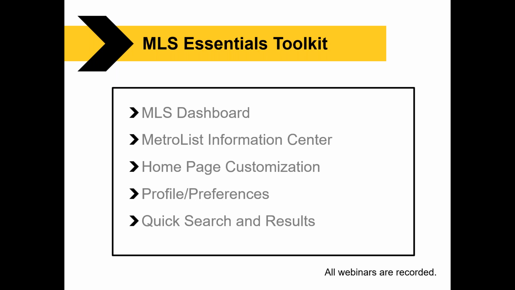Your homepage customization for MetroList, and Prospector Plus. So I showed you how to move those modules, what they were, how to customize, and even how to set up different dashboards. We talked about the importance of your profile and your preferences. So when you get some time, take a quick peek at both of those and make sure that they're optimized for you. They really do both save you time working in the MLS. And then we went over our quick search and results, and I showed you just some quick tips and tricks on searching, additional criteria, best practices. Okay, so that is your MLS Essentials Toolkit.